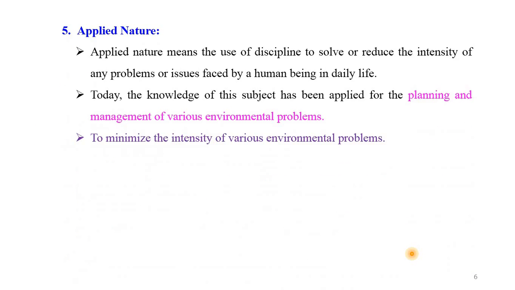Then we have the applied nature of environmental geography. Applied nature means the use of the knowledge of this discipline to solve or reduce the intensity of any problem or issue faced by human beings in daily life. Today, the knowledge of this subject is applied for planning and management of various environmental problems, to minimize their intensity in daily life.